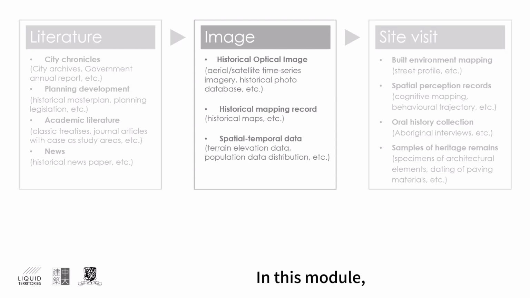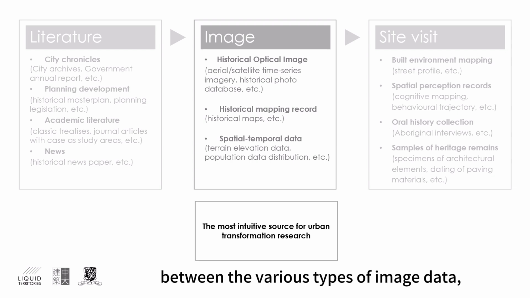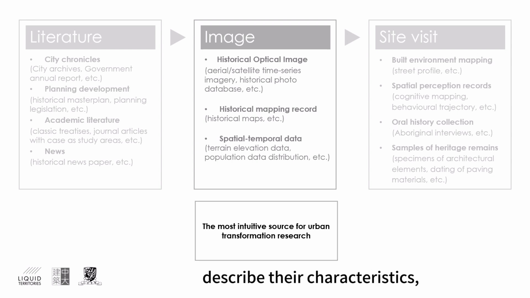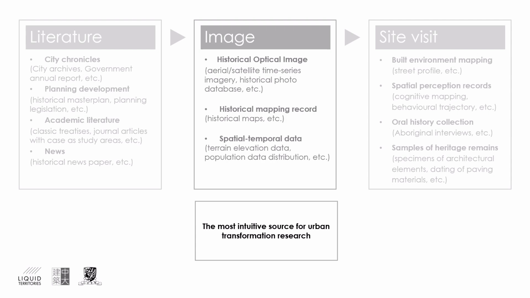In this module, we will focus on historical image data, which is the most intuitive source for urban transformation research. Here, we will make conceptual distinction between the various types of image data, describe their characteristics, and introduce the way to use them as well as their advantages and disadvantages.